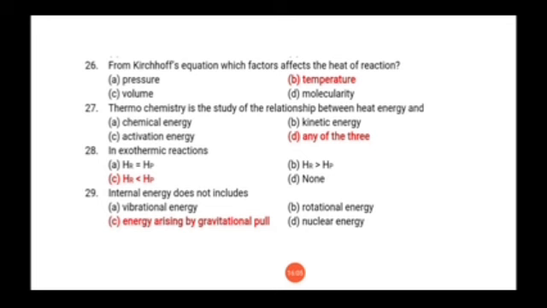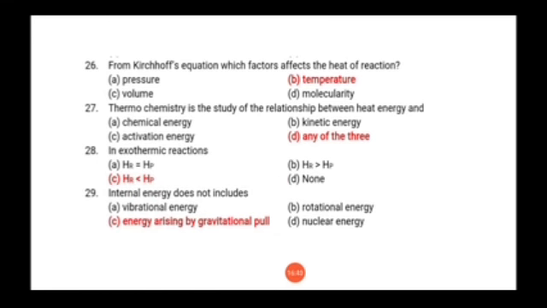Next question, that is question number 28. In exothermic reactions, which of the following is true? Options are A) HR is equal to HP, means enthalpy of reactants equals to enthalpy of products. B) HR greater than HP, enthalpy of reactants greater than enthalpy of products. C) HR less than HP, enthalpy of reactants less than enthalpy of products. And D) none.